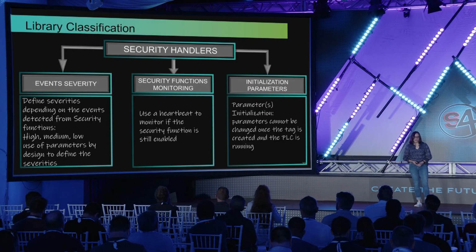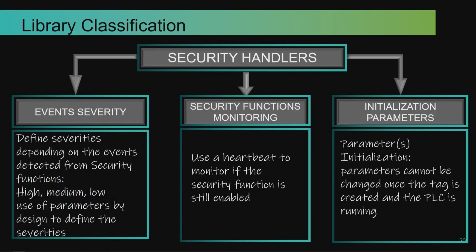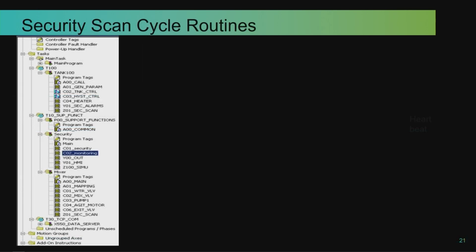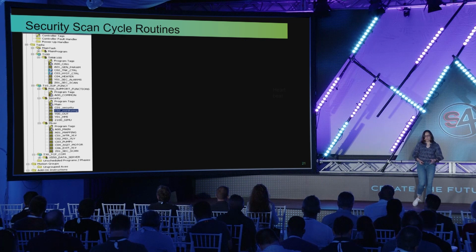So we have the security handlers. In the security handlers, we have the function monitoring and the initialization parameters. The initialization parameters are actually the ones that are locked. The security functions monitoring is the one that is changing everything. And then we have the events. The events are where you select the different events that you can put in there, and then it will create the alarms.